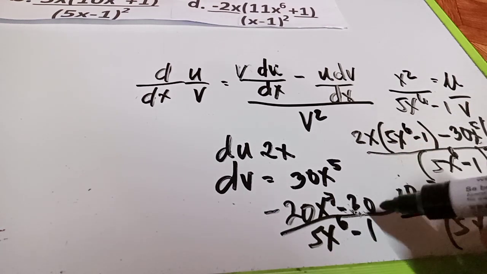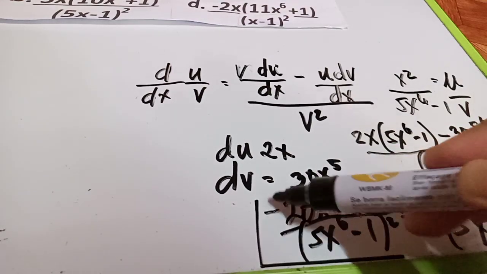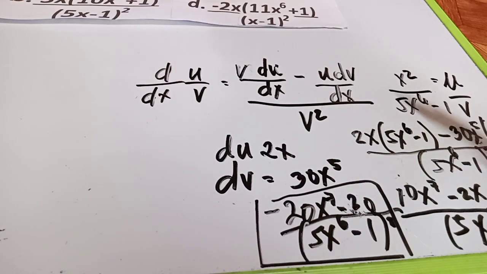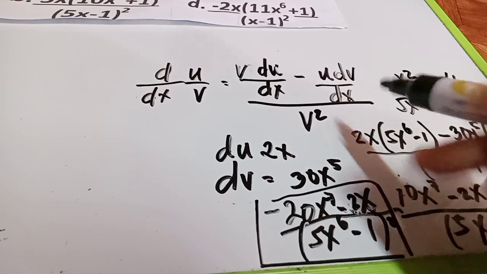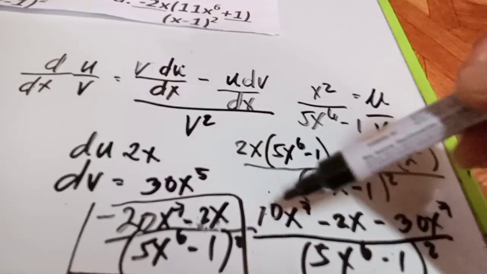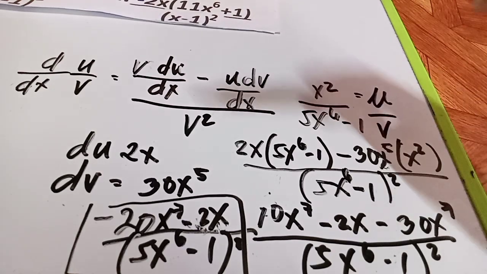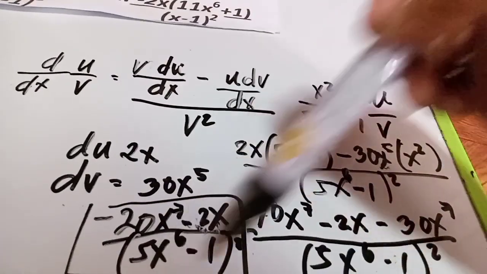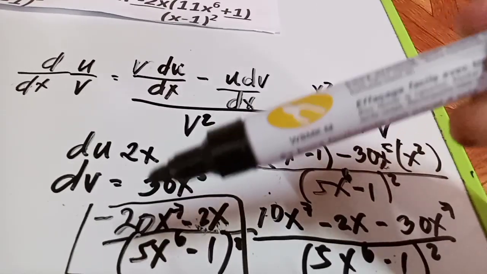Squared. So, our answer is, okay, so this will be our answer. Or we will have the factor. Sorry, this is x, sorry, again. This is x. Again, 10x to the 7 minus 30x to the 7. We have negative 20x to the 7 minus 2x all over 5x to the 6 minus 1 squared. And then after that, we will factor this one.